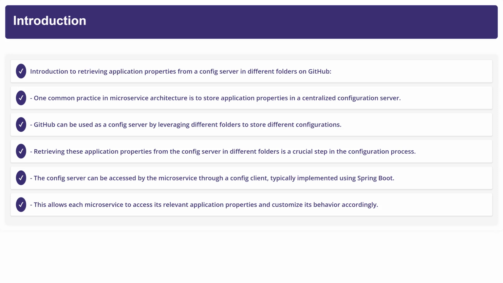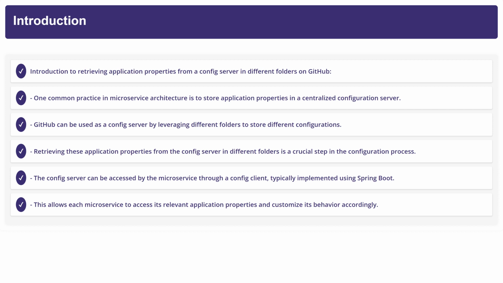In this slide, we will discuss the importance of retrieving application properties from a config server in different folders on GitHub. One common practice in microservice architecture is to store application properties in a centralized configuration server. GitHub can be used as a config server by leveraging different folders to store different configurations. Retrieving these application properties from the config server in different folders is a crucial step in the configuration process.